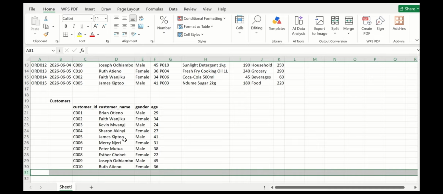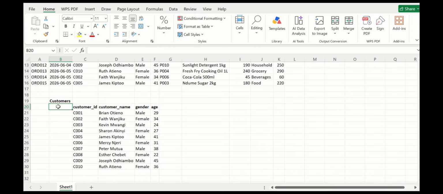So now we have distinct customers. We have customer 1 up to customer 10. So here we will create a unique identifier. We'll create what we call a primary key. So we're going to create a new column here and call it customer key. So this customer key will be our primary key.